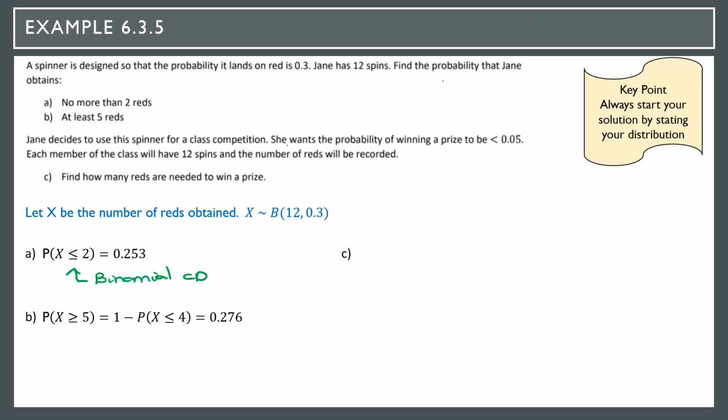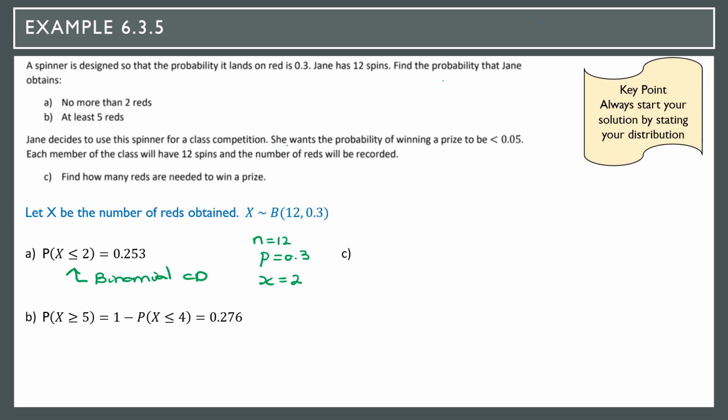In terms of the actual values that you're looking to put in your calculator for this example, we have n is 12, so that's our number of trials, our probability of success, so in this case landing on a red is 0.3, and then X is 2 in this case.